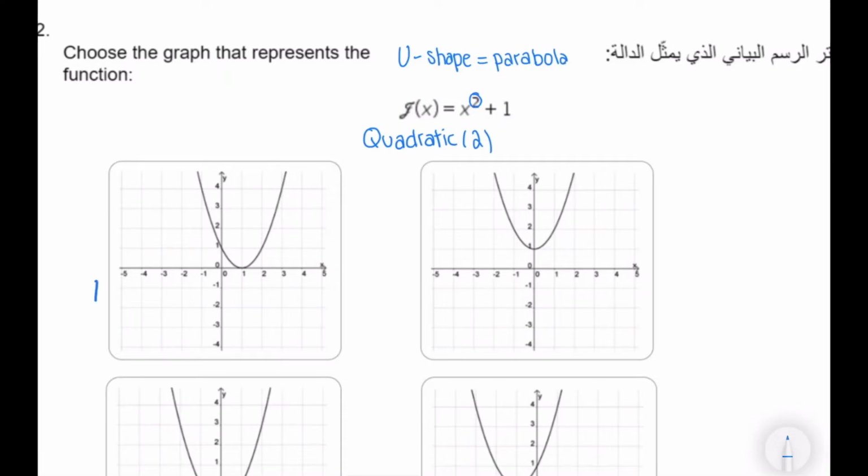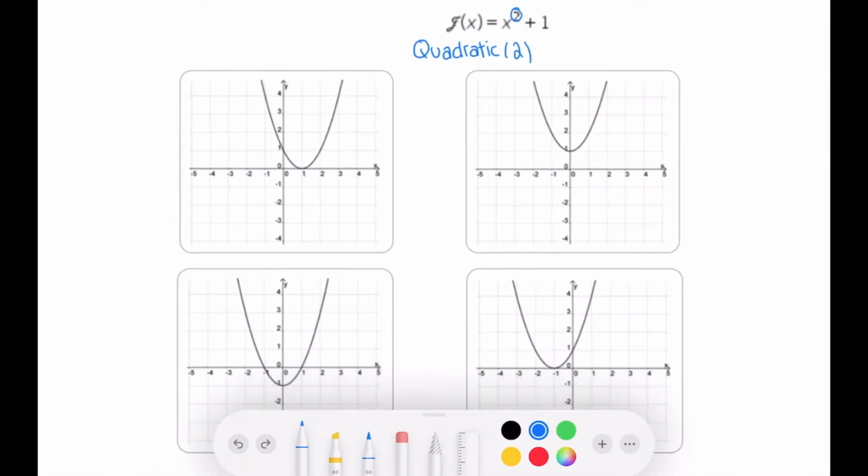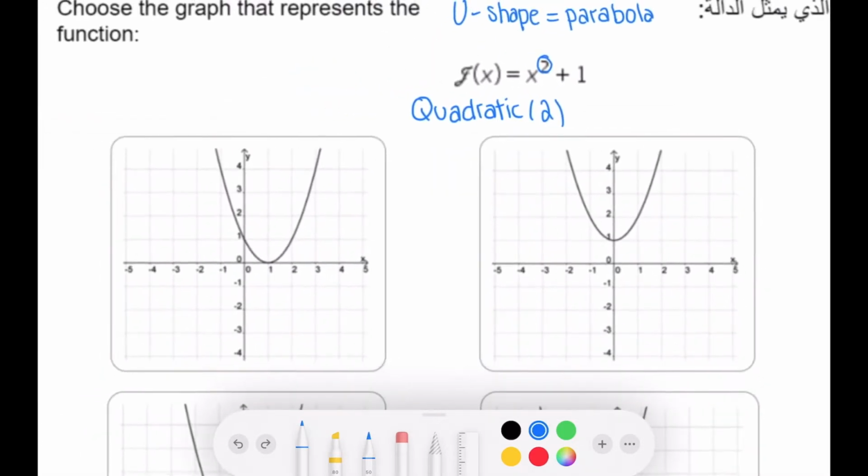So as we can see, all of them are directed upwards. Why are they all directed upwards? Why are they not downwards? Why are they not reflected over the x-axis? Because here, the coefficient for x squared is positive 1. It's not negative. If it was negative x squared, then it would be downwards. The parabola would be downwards because it is negative.